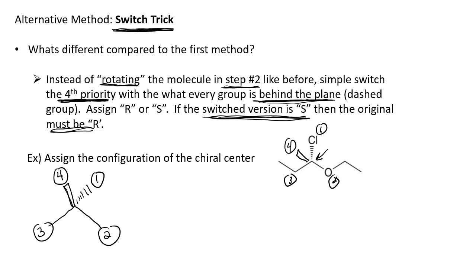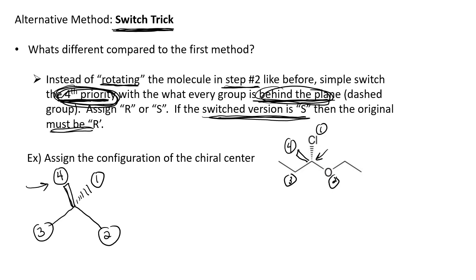Now, in order to figure out your direction of being clockwise or counterclockwise, we need to have number 4 in the back. You see how number 4 is a wedge? That means it's coming out of the plane of the board. So we can't count around to determine clockwise or counterclockwise like this. So what we're going to do, just like I said before, is take number 4 and switch it with whatever is the dash.